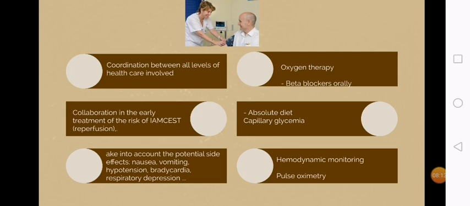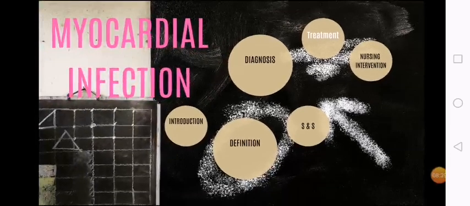Take into account the potential side effects: nausea, vomiting, impotence, bradycardia, respiratory depression. Oxygen therapy, beta blocker orally, absolute diet, capillary glycemia, hemodynamic monitoring, pulse oximetry.